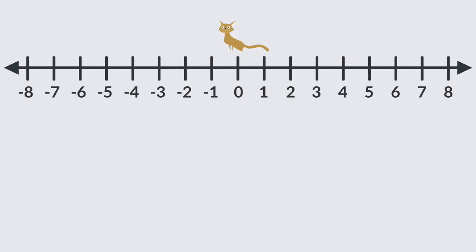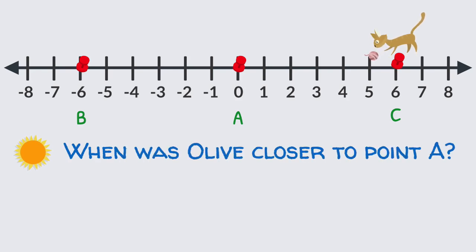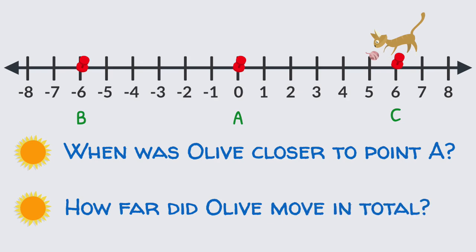Olive started at point A on the graph, then moved 6 feet left to sit in the sun at point B. She changed her mind and moved to a new spot, point C. When was Olive closer to point A? How far did Olive move in total?